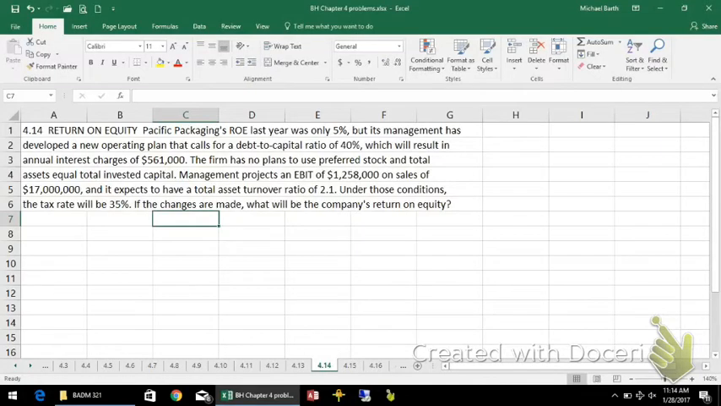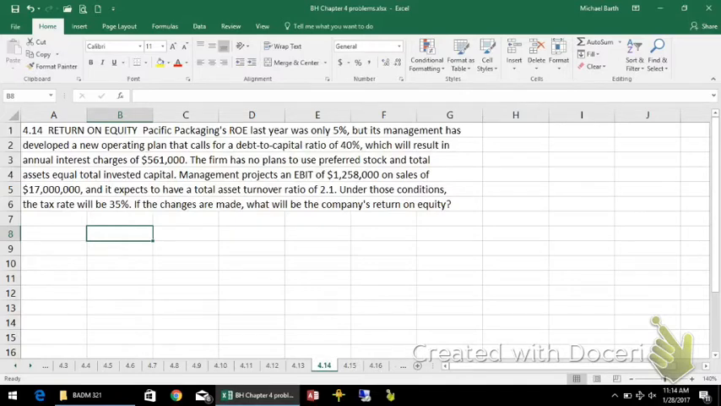This is problem 4.4 from Chapter 4, Brigham and Houston, Fundamentals of Financial Management, Concise 9th edition. And we're being asked to calculate what will happen if this company makes some changes to its capital structure, what will happen to its return on equity. All right. So ROE last year was 5%, but management's got a new plan.